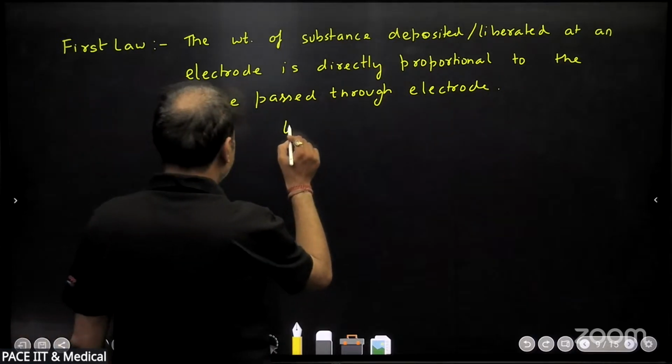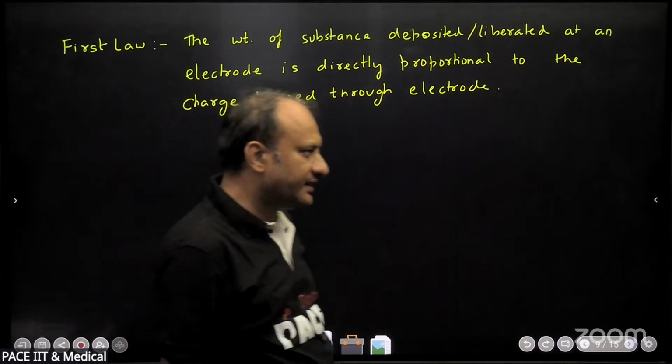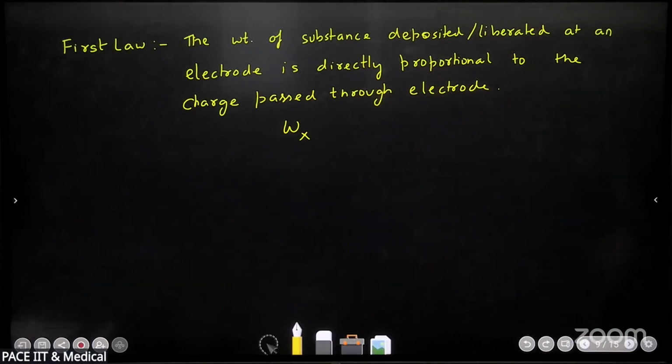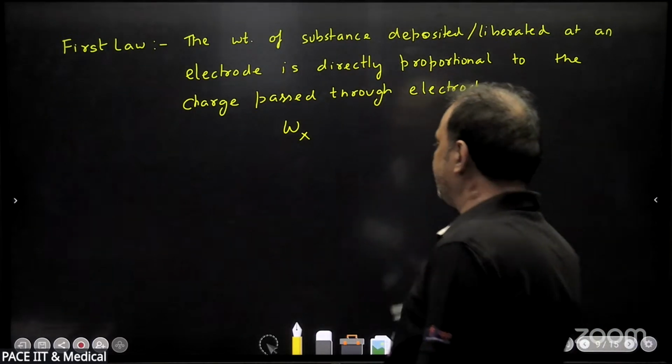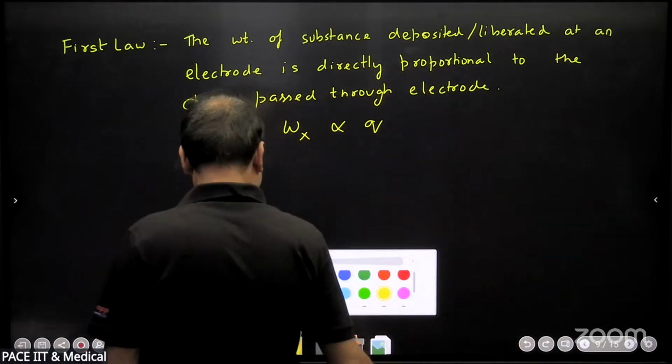Basically, the first law is saying, suppose some substance X is being liberated at any electrode, then the weight of X liberated will be proportional to the charge passed through it.